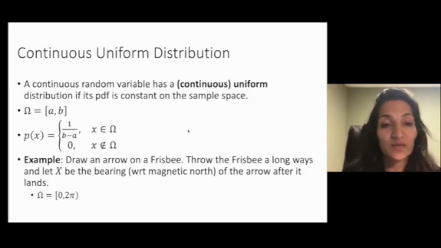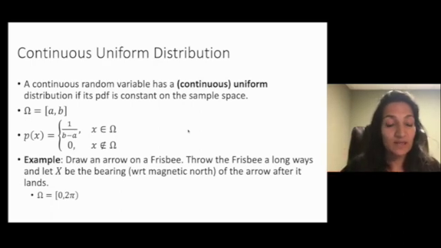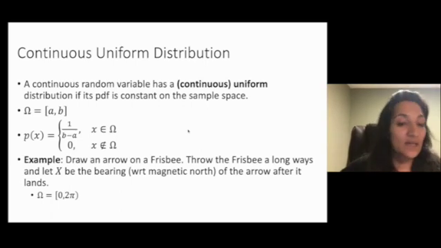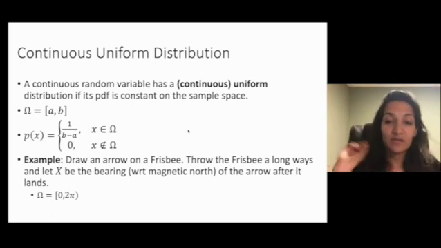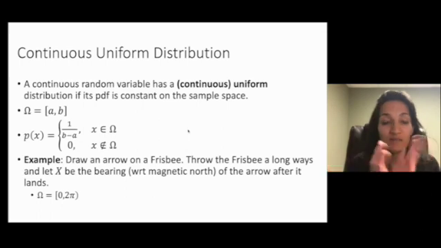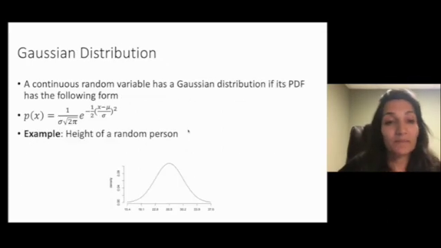A continuous uniform distribution is the continuous analog of a discrete uniform distribution. If the total sample space is the interval A through B inclusive, then the uniform continuous distribution is basically a horizontal line at 1 over B minus A. Another kind of weird example is if you draw an arrow on a frisbee, throw it, and see what angle the arrow is making with respect to magnetic north. You could get anything from 0 all the way to 2 pi. And this gives you a continuous set of values you can get.